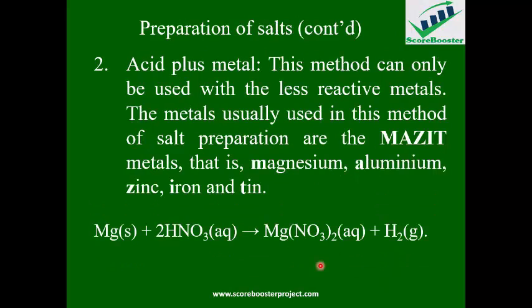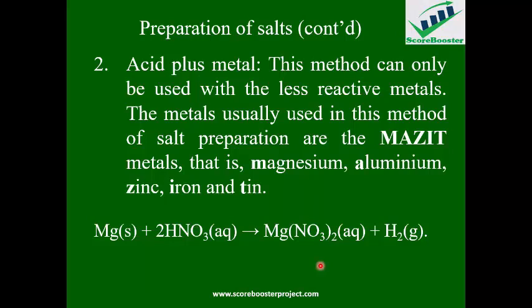Another preparation is acid plus metal. If we have only metal, then with an acid. So this is a very good method, but it is used when we want to produce a salt that contains a moderately reactive metal. The first one we talked about was preparation of a very highly reactive metal, but this one is for moderately reactive metal.